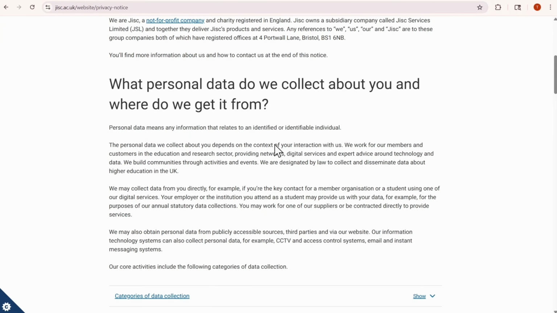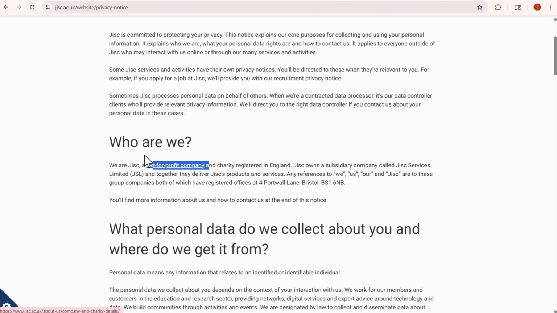Let's get to the notice. Okay, let's talk about this. I think it's really valuable to look at obligations related to not-for-profit companies, because not-for-profit companies also process personal data.